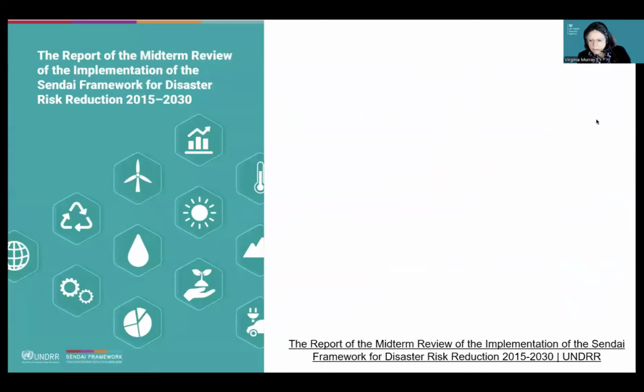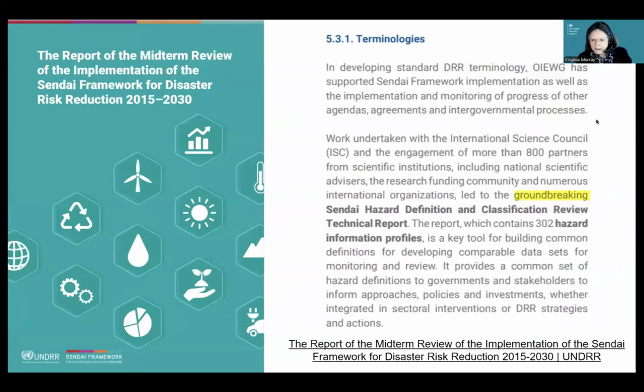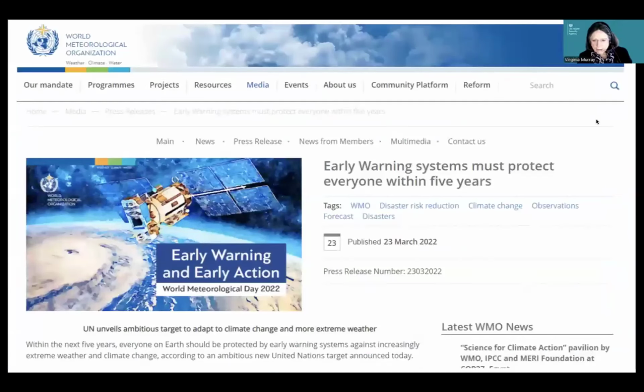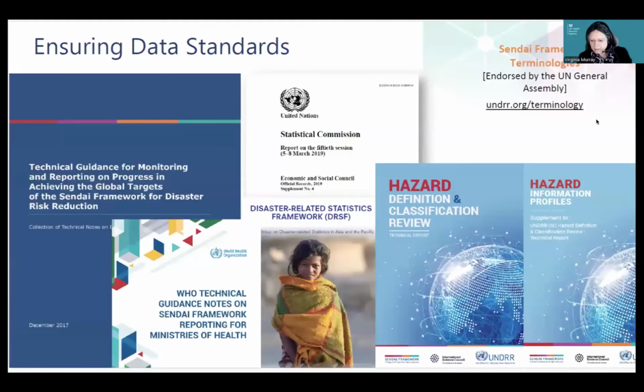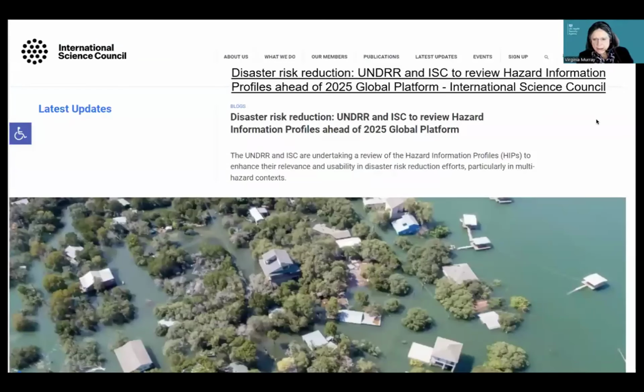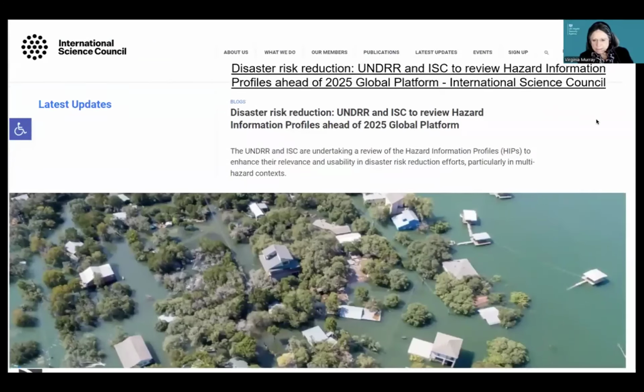And when the midterm review of the UN framework, the Sendai framework, came through, I was so delighted that they described it as groundbreaking, because the work that went into it with so many was just staggering. And I'm so proud of it. And it's online, and it works for early warning, and it links to disaster loss and damage tracking, and it is a standard, as you can see here with the other standards. And then in 2023, I was asked to plan for, as chair again, the update for 2025.